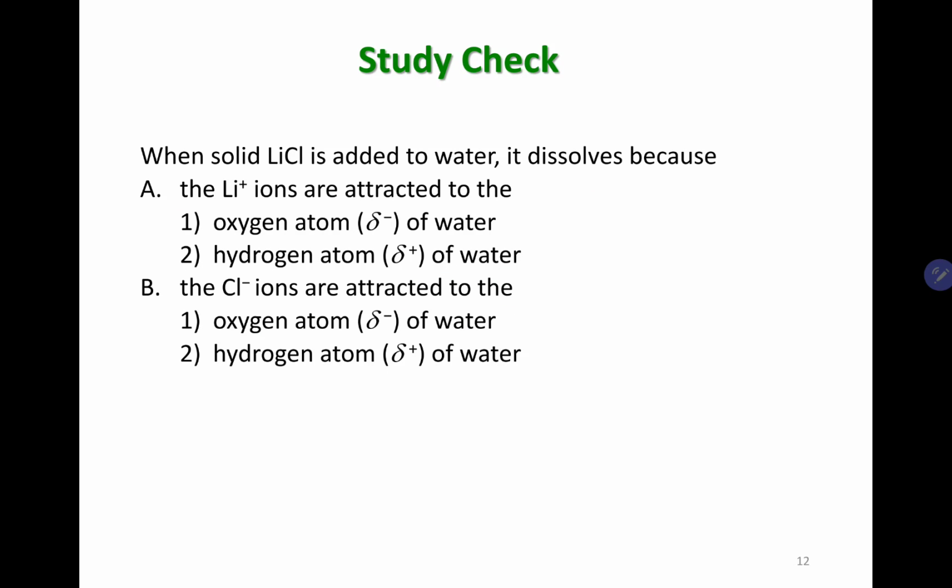Let's do another one. Once again, try to pause the video and try it before I explain it. When solid lithium chloride is added to water, it dissolves in water. Why? Because lithium ions are attracted to the negative pole, or the oxygen atom, of water. So the correct answer is 1. Chloride ions are attracted to water. Chlorides are negative, so you need to have a positive pole. So the positive pole of water, which are hydrogen atoms. All right, now you know.